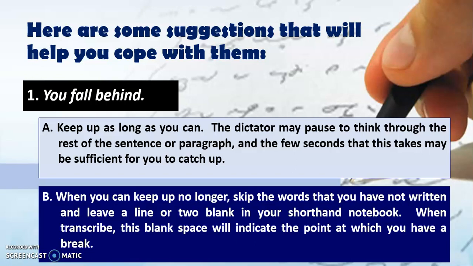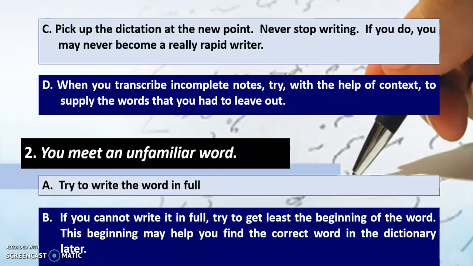Then we have letter B. When you can keep up no longer, skip the words that you have not written and leave a line or two blank in your shorthand notebook. When transcribed, this blank space will indicate the point at which you have a break. Next, letter C. Pick up the dictation at the new point. Never stop writing. If you do, you may never become a really rapid writer. Letter D. When you transcribe incomplete notes, try, with the help of the context, to supply the words that you had to leave out.